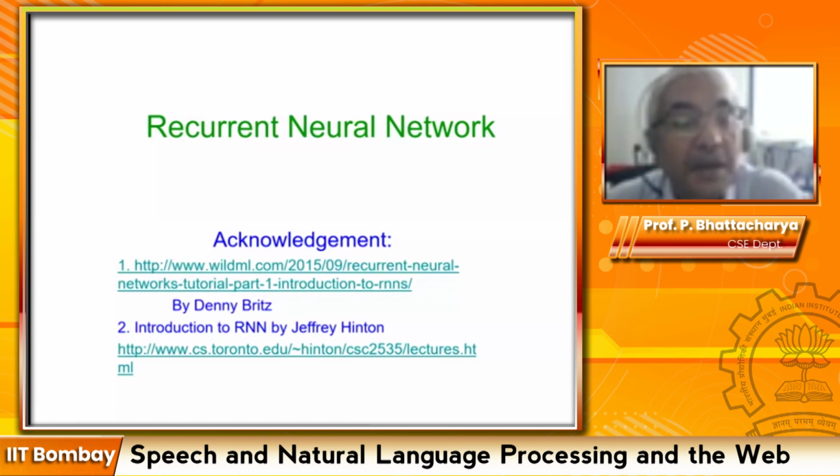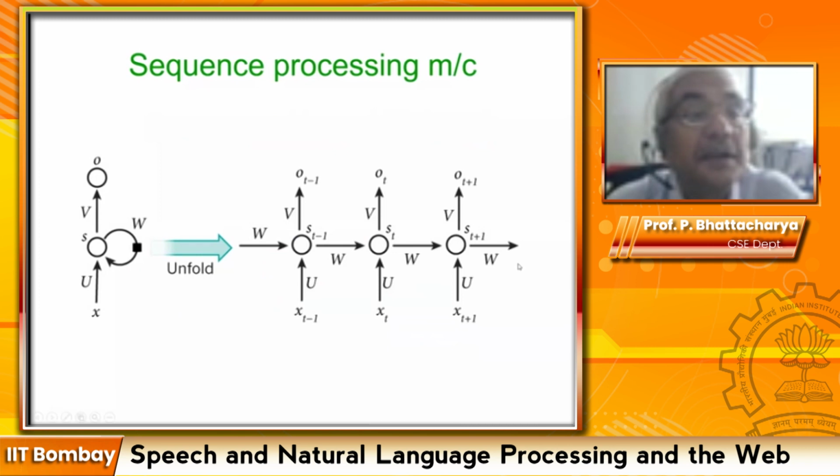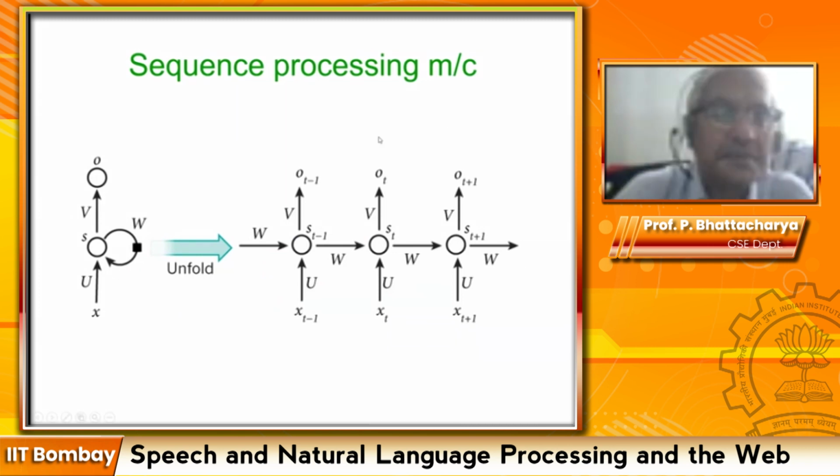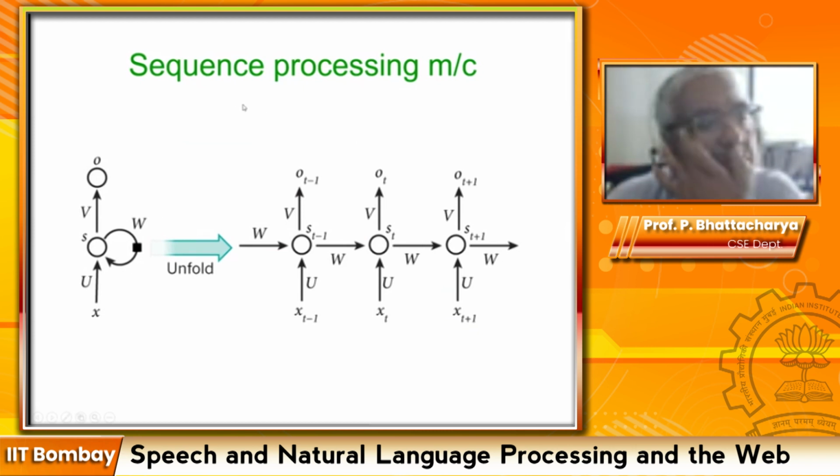So I'd like to introduce recurrent neural network. And recurrent neural networks are mainly used in sequence processing. So natural language processing is a very nice example of sequence processing. In computer vision also sequence processing can come if we have to do scene understanding.